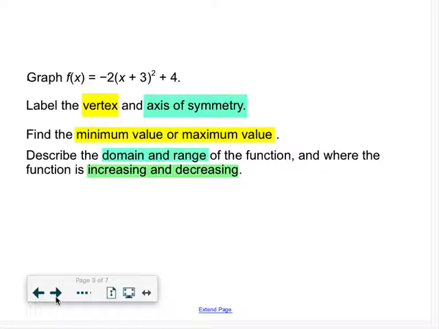So please do the following. Graph it. Identify your vertex and axis of symmetry. Decide if you have a minimum or a maximum value. Figure out your domain and range. And also do the increasing and decreasing intervals. Remember to be specific and write your answers as inequalities. So go ahead and see what you can do, and you can talk to your group members if you want.